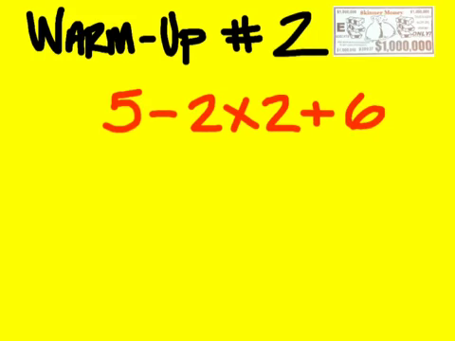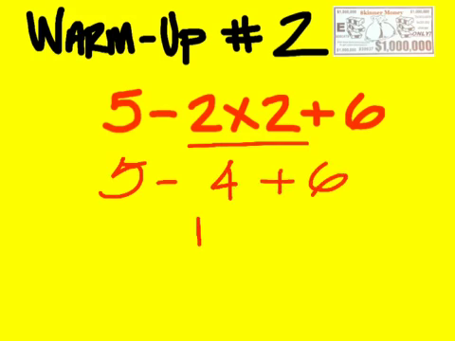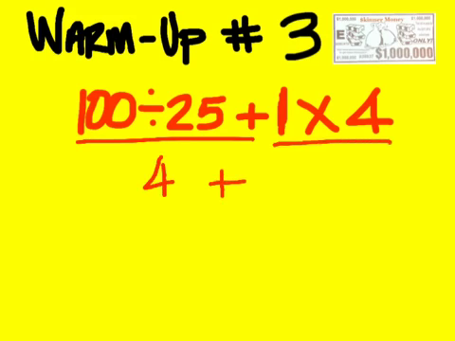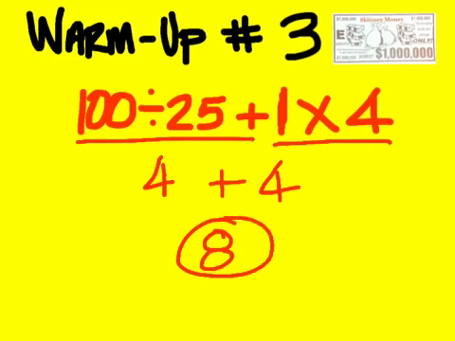Number 2. Solution on this is to do 2 times 2 first to get 4. 5 minus 4 is 1, plus 6 is 7. Number 3. You have to do 100 divided by 25 first to get 4, and 1 times 4 is 4. Answer should be 8.